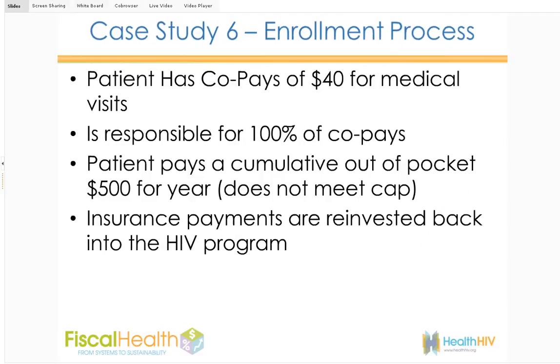So the patient has a copay of $40 for every medical visit based on your sliding fee scale. He's responsible for 100% of his copays and charges. Maybe he'll pay a cumulative out-of-pocket for the year of $500. And so this person still impacts your program, because if you're tracking program income as this patient's insurance pays, you will still be taking that income from his insurance and reinvesting it back into your program.